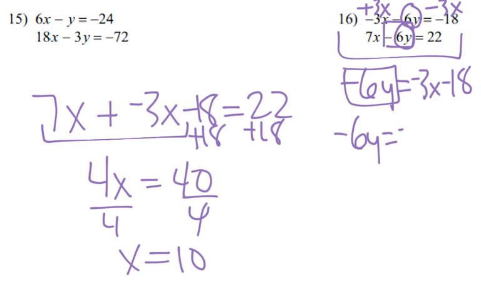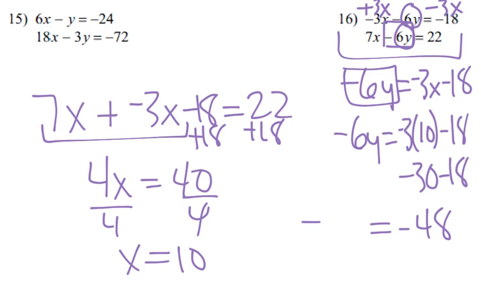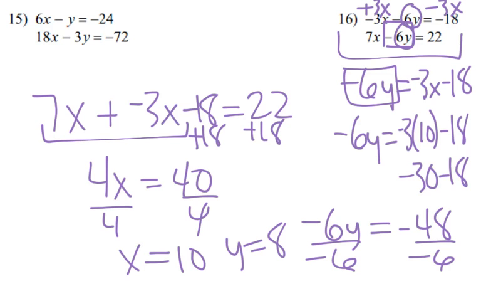Plug in x would equal 10. So we get negative 30 minus 18 is negative 48. Negative 6y equals negative 48. Divide by negative 6. And we get y equals positive 8. So our answer, 10, 8. That's where they intersect.